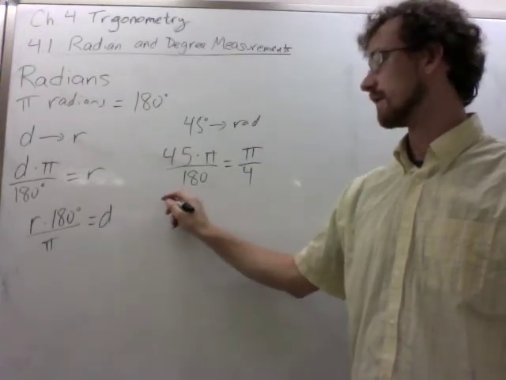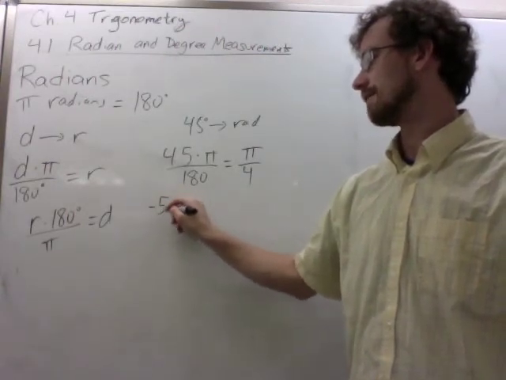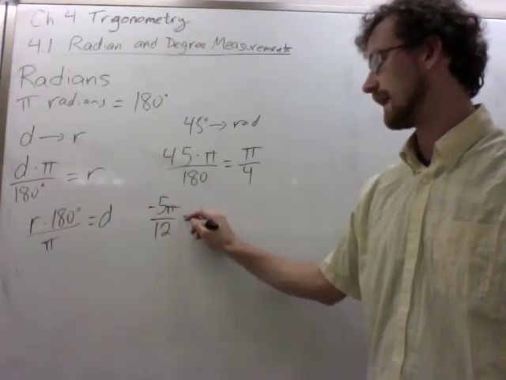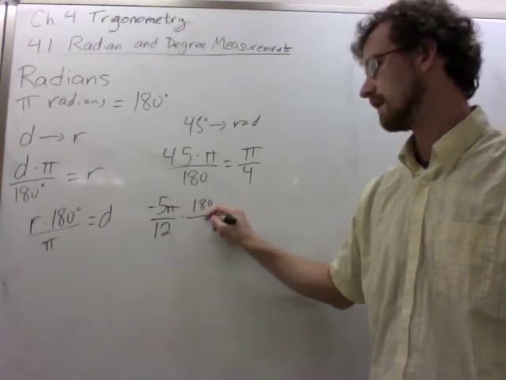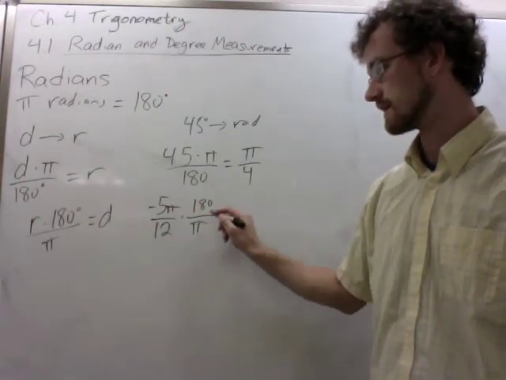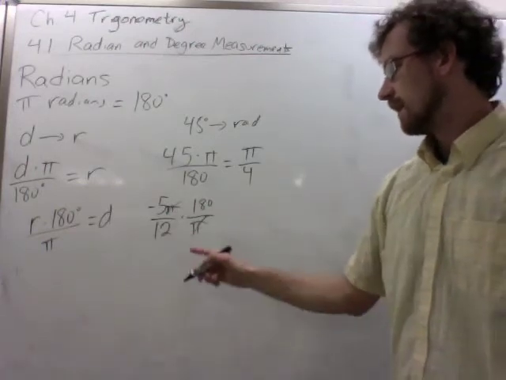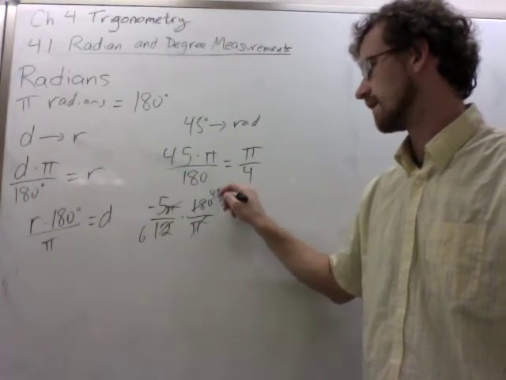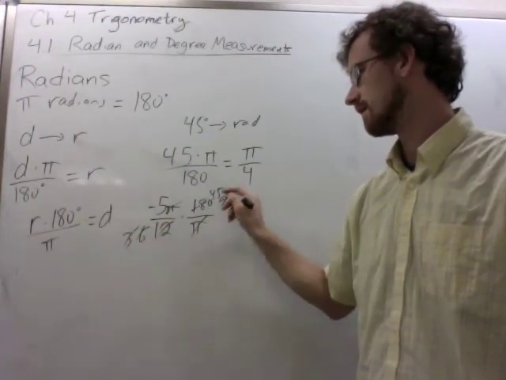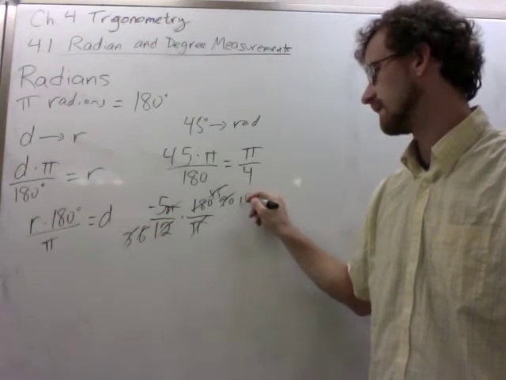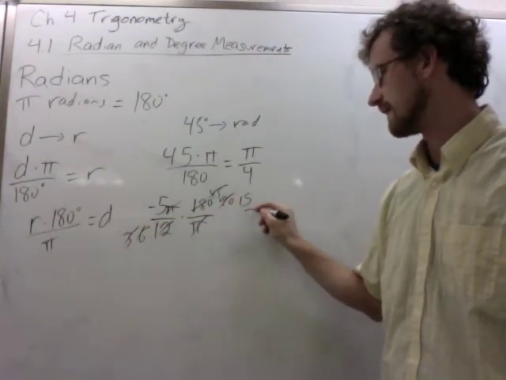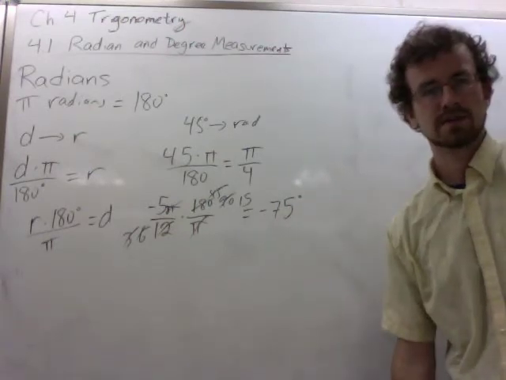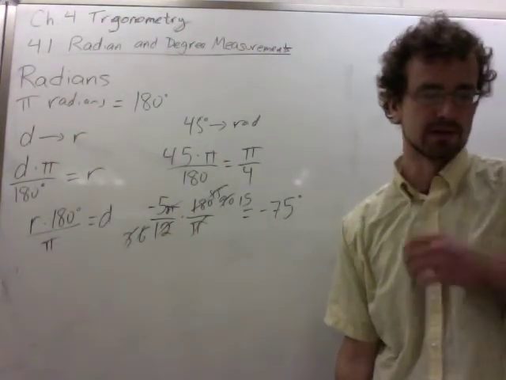Say I wanted to convert minus 5 pi over 12 radians into degrees. I would multiply by 180, divide by pi. Notice the pi's cancel out. And we can reduce this down. 6, 90, 45, and 3 goes into 45 15 times. So we just have minus 5 times 15, this would be minus 75 degrees. So it's a simple matter to convert between the two units.